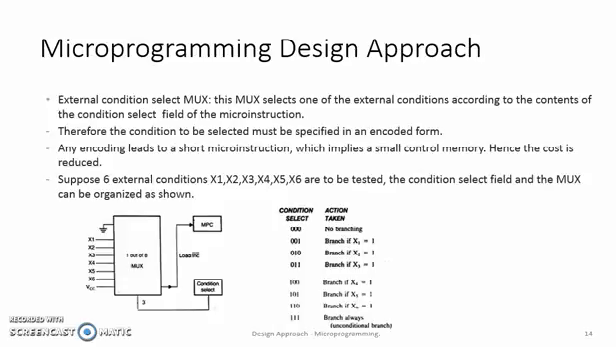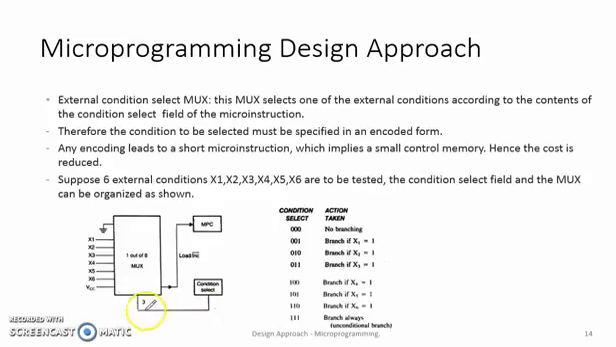Suppose there are 6 external conditions, say x1 to x6, to be tested. The condition select field and the mux are organized as shown in the figure. So you have an 8:1 mux where the first input is grounded and the last input is VCC, or at logic high, and the remaining 6 inputs of the multiplexer are the 6 external condition inputs. The output of the multiplexer is connected to the load or the increment signal of the microprogram counter, and the select inputs of the 8:1 multiplexer are connected to the condition select field of the control memory buffer register.